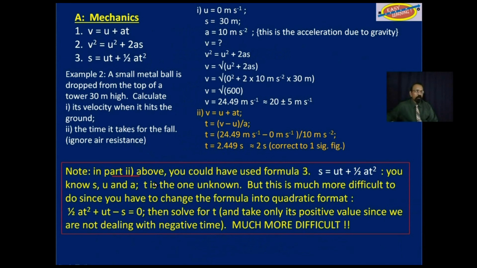But note that in part 2 above, you could have used the third formula, which says s is equal to ut plus half at squared. We want to find t. Now notice that t appears twice in this formula. We know s, we know u, we know a, so we can use that formula to find t. But this is much more difficult to do since you have to change the formula into a quadratic format where half at squared plus ut minus s is equal to 0, and then solve for t, and we will only take the positive value since we are not dealing with negative time.